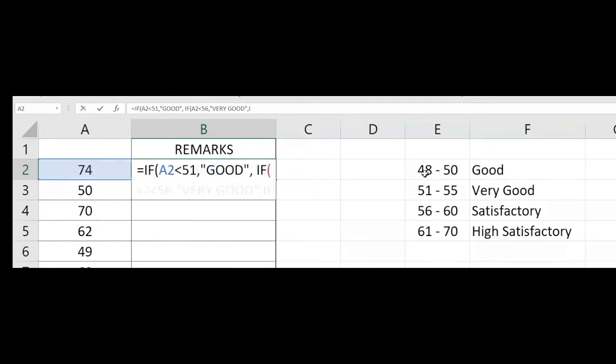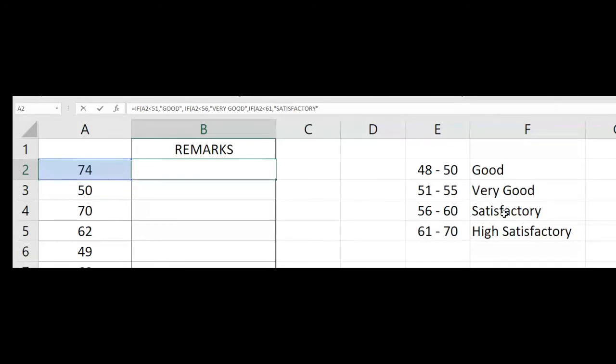So, if ulit, type tayo ulit ng if, third open parenthesis. Let's click again on our score. This time, it should be lower than 61. Ito po yung 61. Okay? So, kapag lower than 61 po, ano po dapat ang condition niya? Satisfactory. Okay, satisfactory. Okay? Eh, madam, merong high satisfactory. Saan natin siya inilalagay?